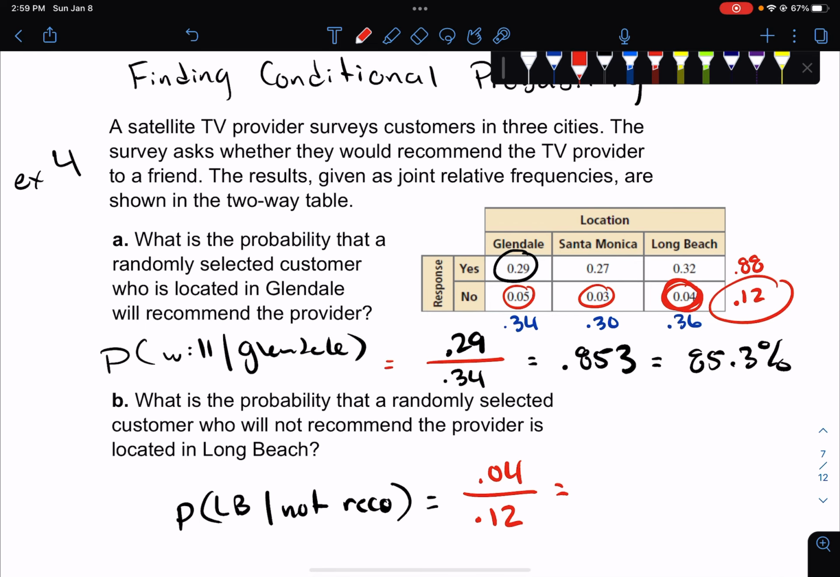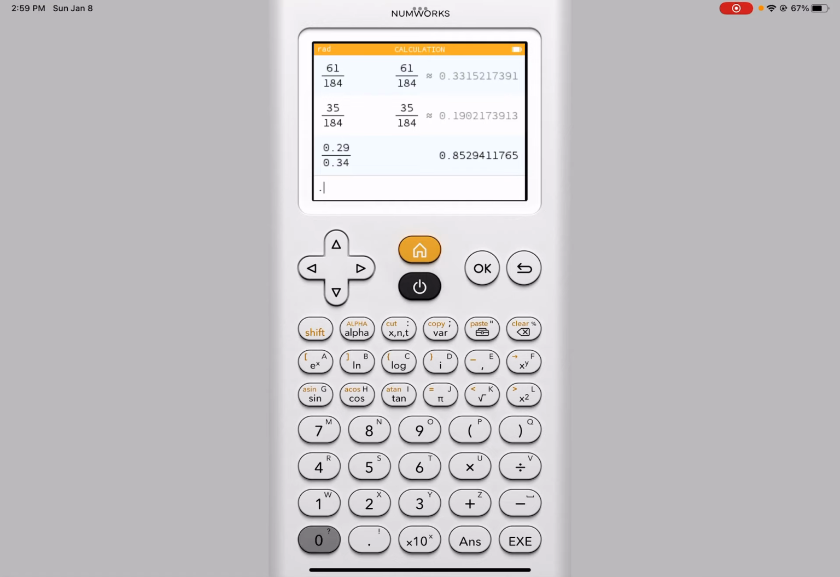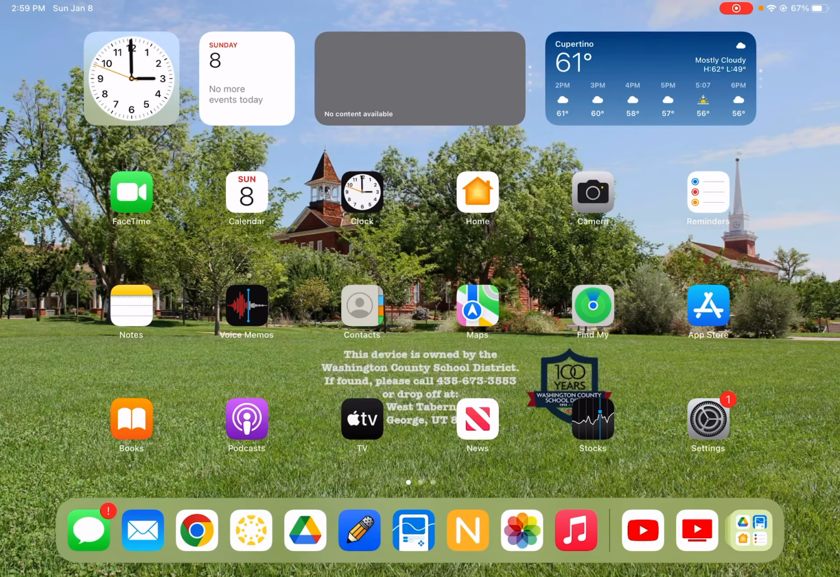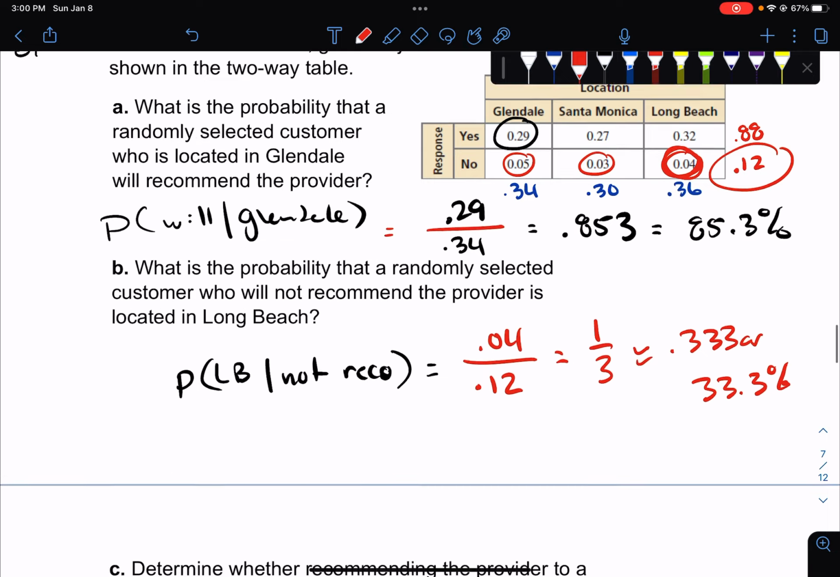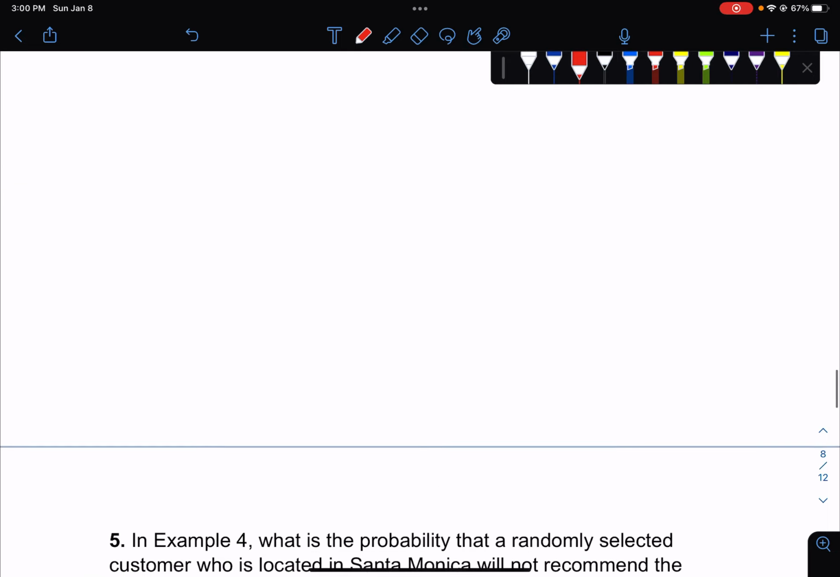So when I divide that, 0.04 divided by 0.12, I'm going to get 0.3333, which hopefully you know is a third, or 0.33, or 33.3% of people who don't recommend come from Long Beach, is what that means. 33%, or 1 out of 3 people who don't recommend happen to be located in Long Beach. Okay, let's do another, we've got time.